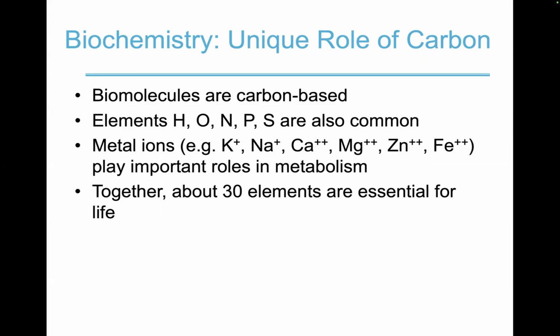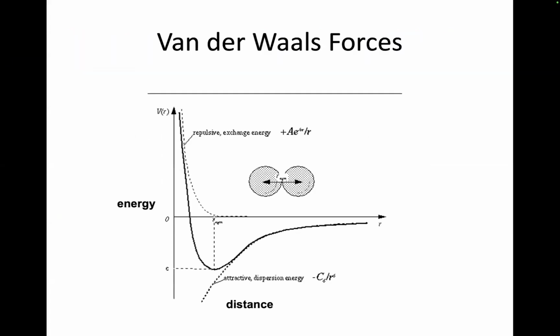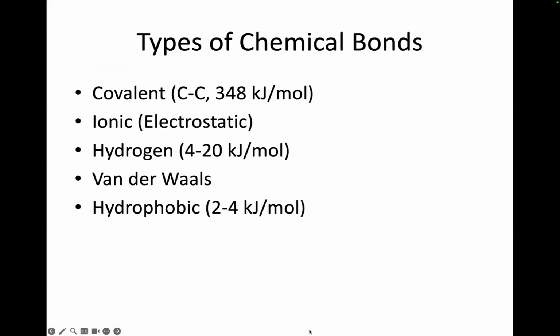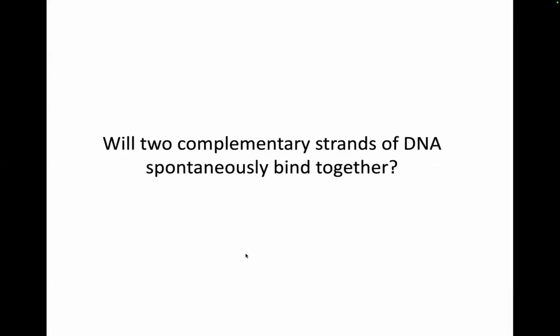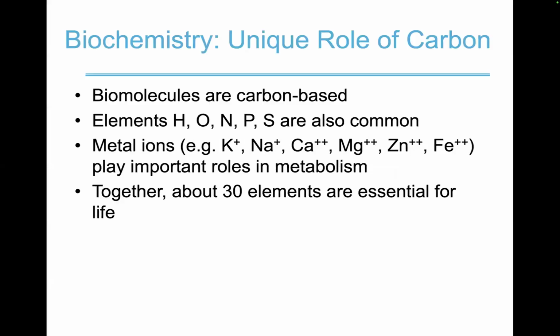So last time we were talking about the kind of things that you already know that are required to understand biochemistry. We talked about the types of chemical bonds and how they all interact, what the nature of those bonds are. And I then asked this question about whether two complementary strands of DNA will spontaneously bond together, and how do those chemical bonds contribute to that process. So that's something we should be thinking through and should be able to answer.